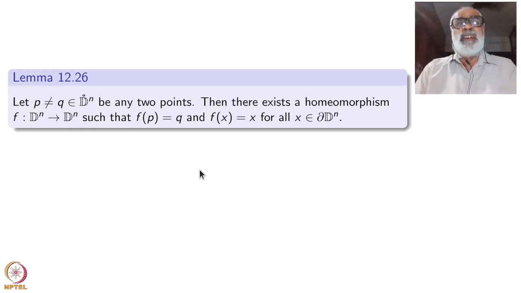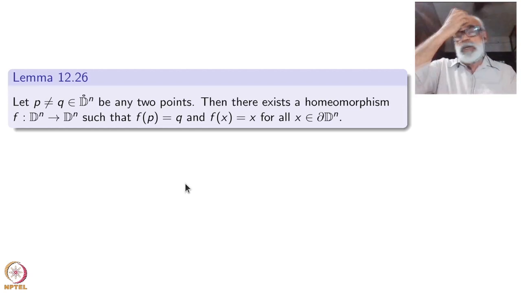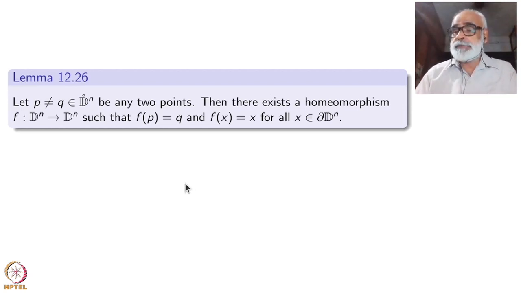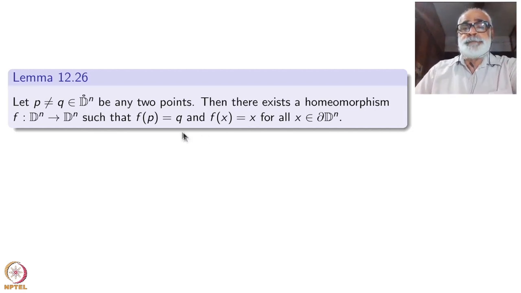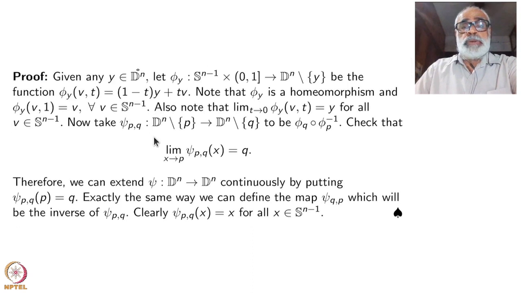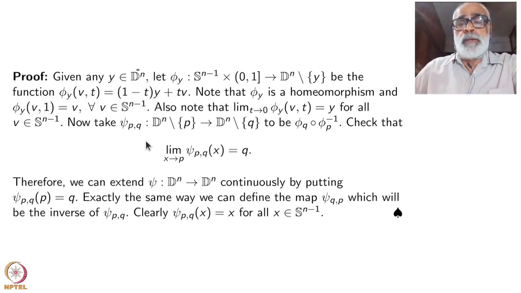You might have heard of such things in complex analysis. There you have even complex differentiable such functions. Here we are doing it for D^n, and we don't have the strong structure of complex analysis. So the proof is quite straightforward, namely it uses the convexity of D^n.